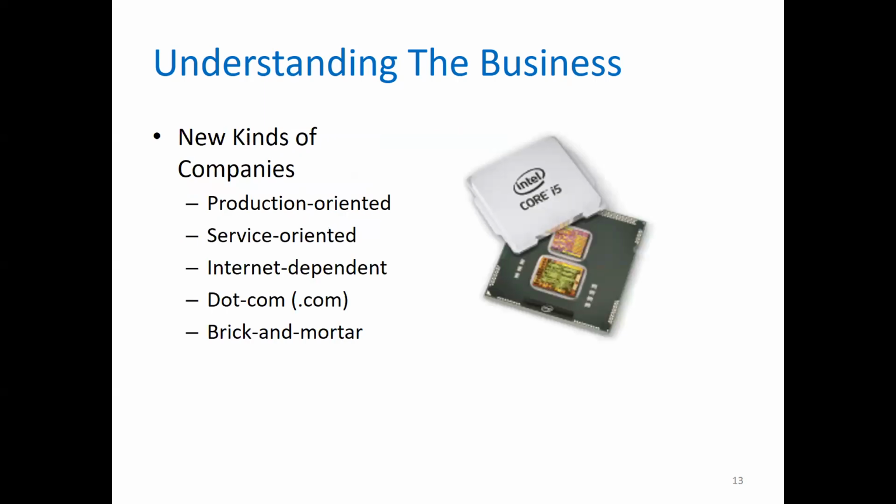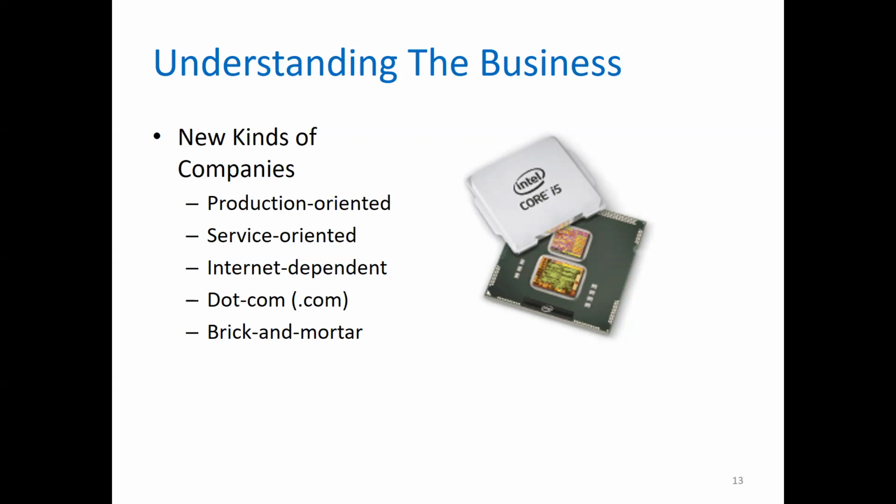Understanding the business. New kinds of companies have been introduced and injected into the economy. So you have production-oriented, service-oriented, internet-dependent, .com, and then brick and mortar. Now, product-oriented firms are those who manufacture things. Example, manufacture computers, routers, or microchips. Service-oriented companies include vendors, software developers, and service providers.